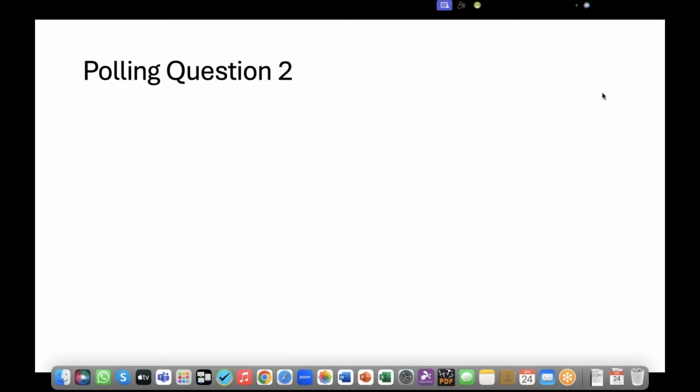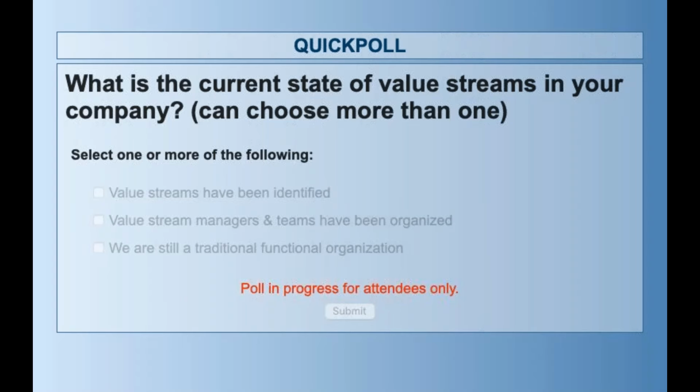All right, let's go to polling question number 2. So what would you say is the current state of value streams in your company?